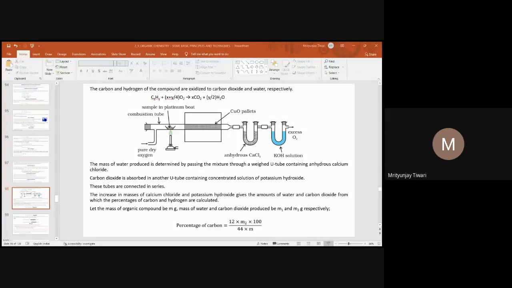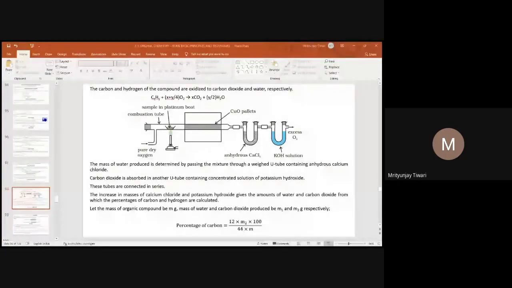Now we can similarly get the percentage of hydrogen, where m1 gram of water is there. The mass of 1 mole of water is 18 gram, that is the molar mass, and 18 gram of water contains 2 gram of hydrogen, since two atoms of hydrogen are there. So 18 gram of water contains 2 gram of hydrogen. Therefore, m1 gram of water will contain 2 divided by 18 into m1 gram of hydrogen.